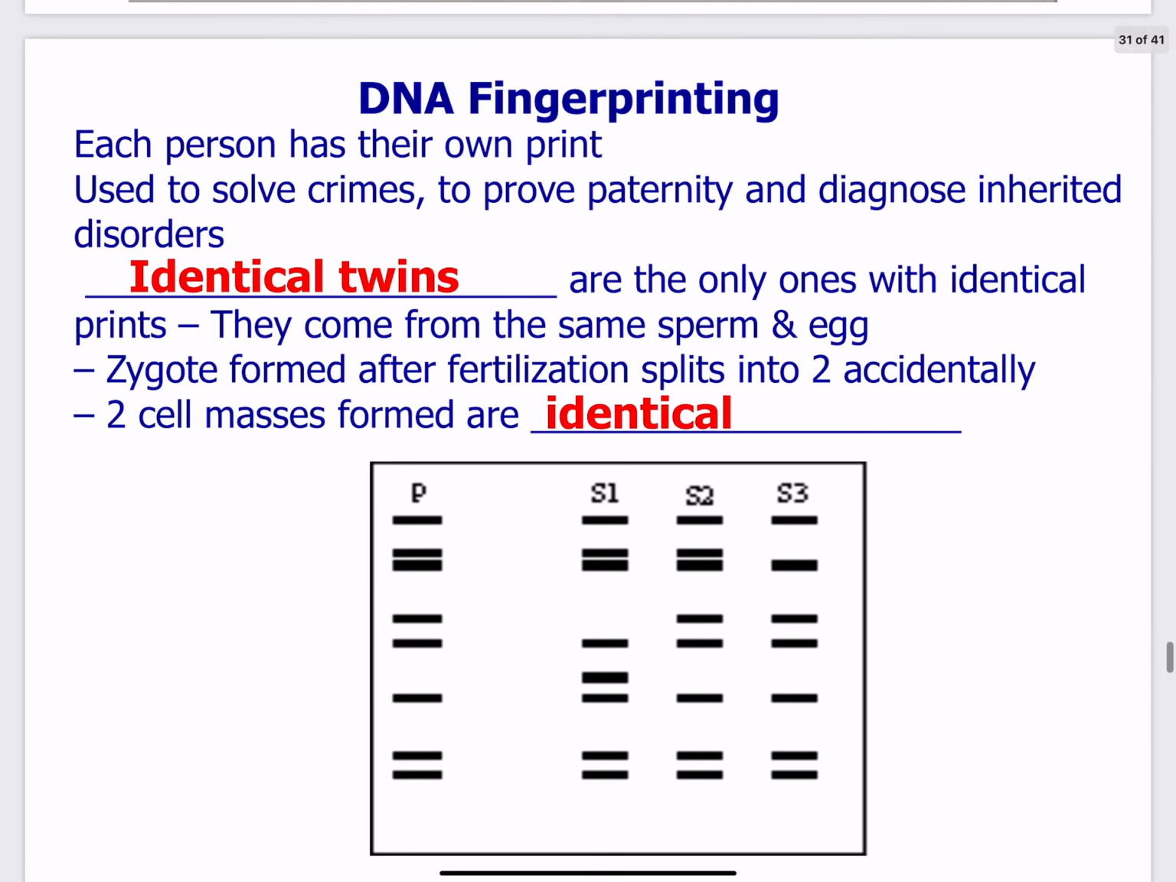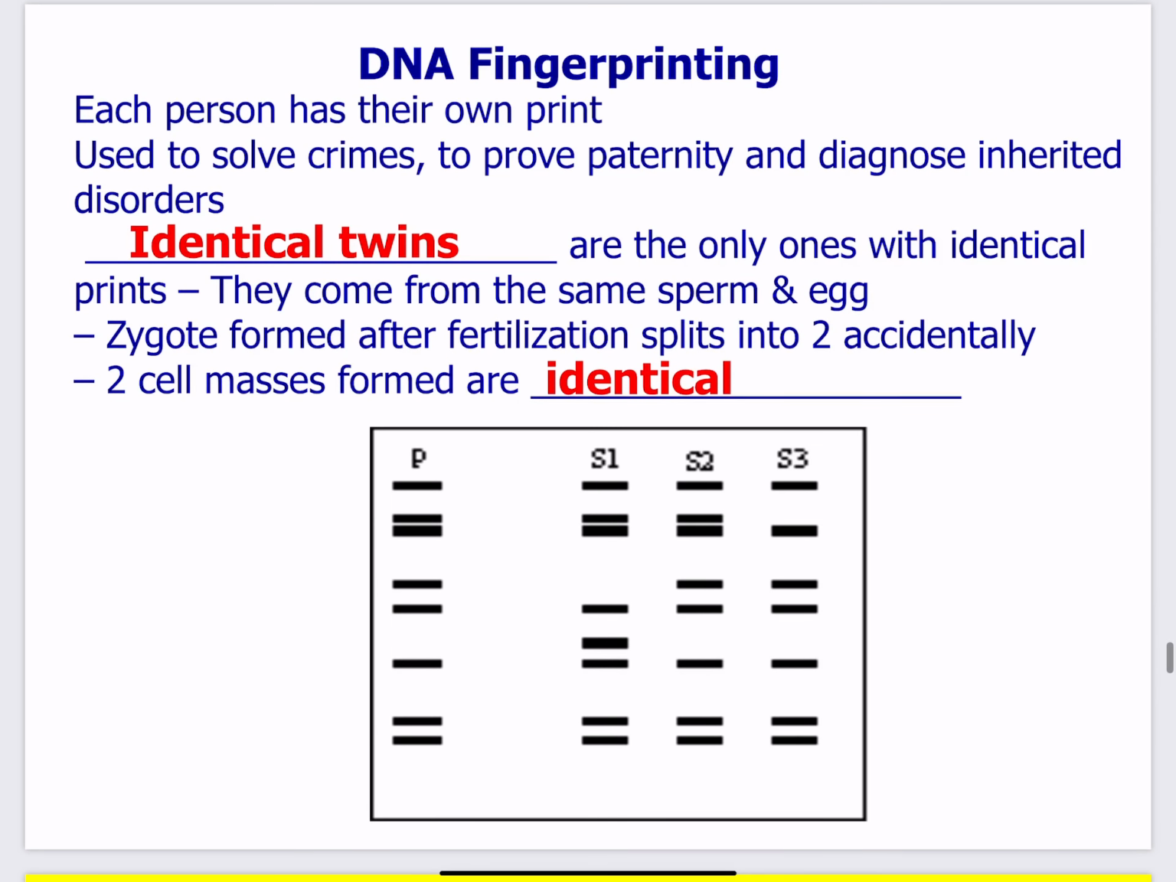So that transitions really nicely into DNA fingerprinting. And why would we do it? Usually you would do a DNA fingerprint to identify somebody for a crime or paternity, or maybe it's an inherited disorder. Identical twins are the only ones who would have identical prints because they come from the same sperm and egg, and a zygote formed after fertilization splits into two accidentally. Here we can have two cell masses which are formed identically.